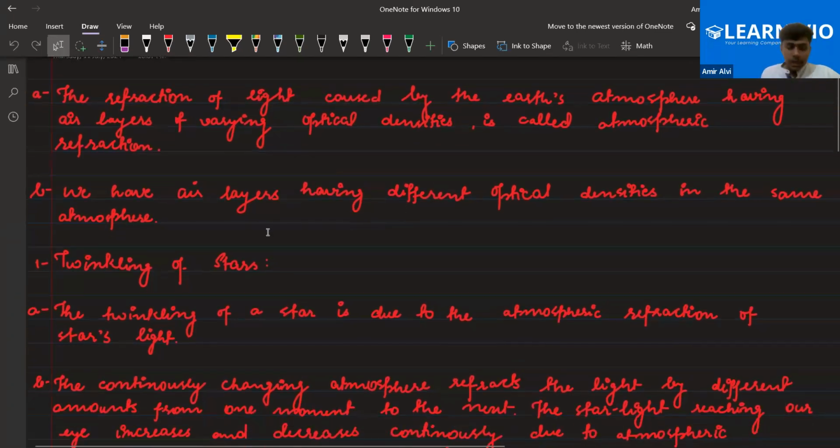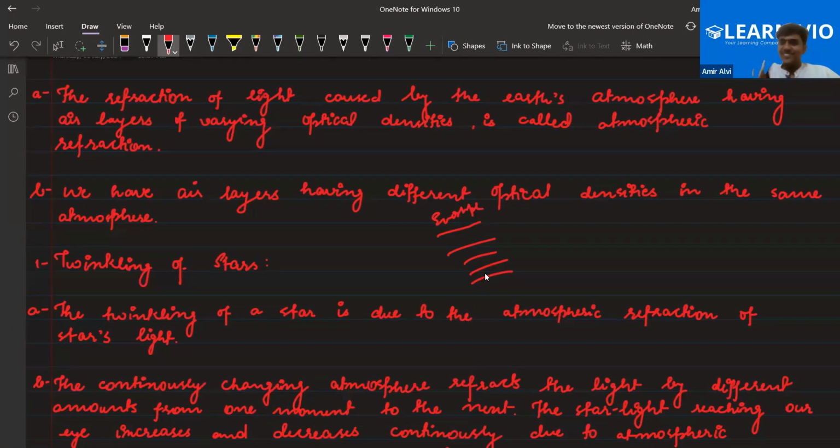Next, we have air layers having different optical densities in the same atmosphere. I think there are 6 or 7 layers. I'm not sure because I haven't studied geography since my 7th or 8th standard. 7 or 8? Yes, 5 layers, and then the last one has 2 layers. It means that it's 7, na. The last one is the exosphere. I know that the last one is exosphere and this one is troposphere.